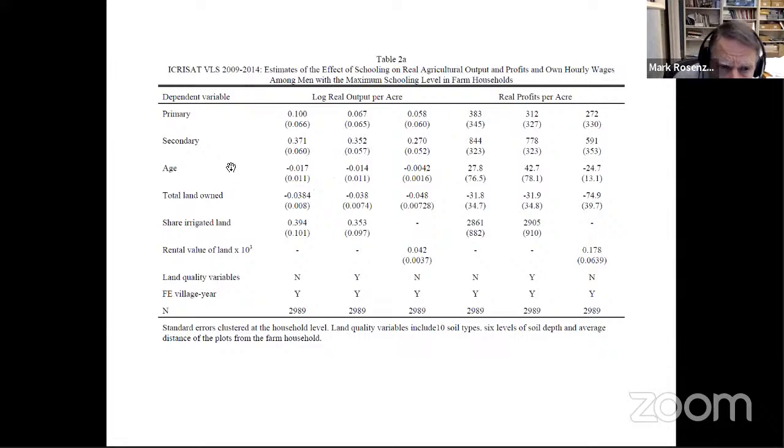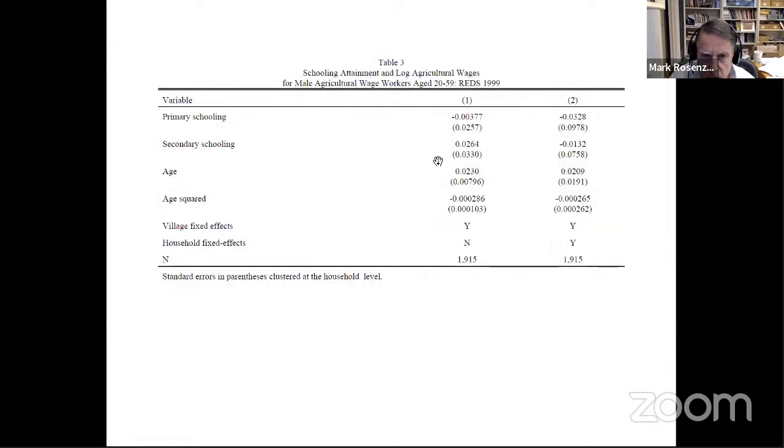We're replacing the land quality by rent, and we get basically the same results. It's not important. We can also look at the REDS data on agricultural wage workers, and we find again that primary schooling has no effect, and neither does secondary schooling. And we can do both village fixed effects and even household fixed effects. We can compare men in the same household with different levels of schooling to see what happens to their wages.